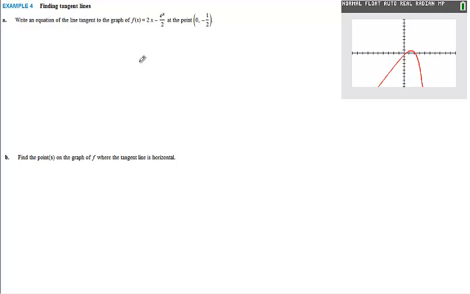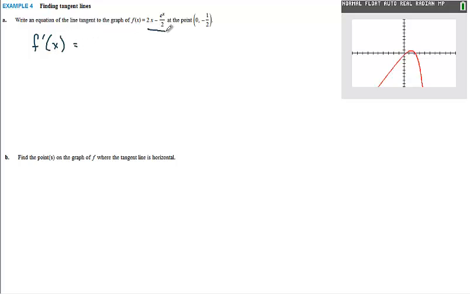Alright, so let's do some of these problems. Okay, write an equation of the line tangent to the graph. Of course they asked me something about a graph, so I go ahead and draw it on there for you. If I want an equation of that tangent line, I'm going to need the slope. That means I need to find the derivative.